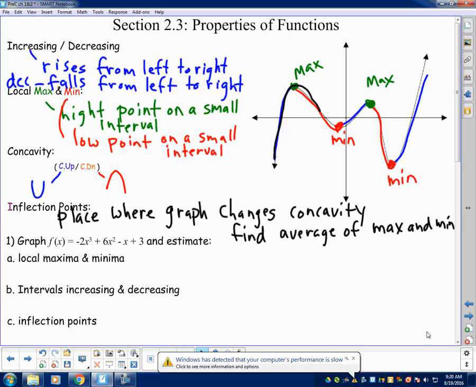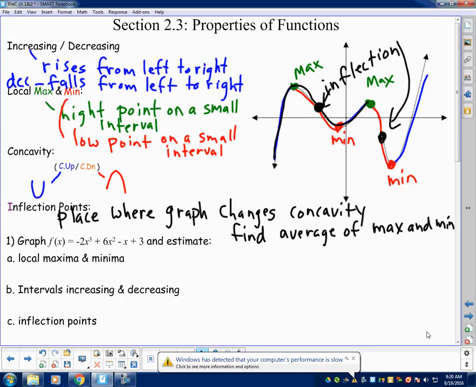So I want to find this point of inflection right here where it changes from concave down to concave up. It's somewhere right in here. That's the point of inflection. It's going to be the average between the max and the min, and we'll estimate it that way. And then here, it's maybe right about here. There's another point of inflection here and here. Okay?